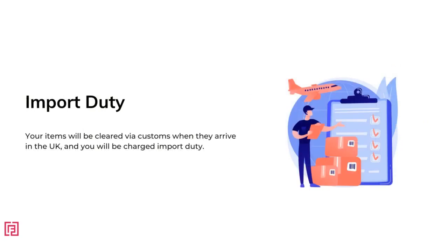Number 3. Import duty. Your items will be cleared via customs when they arrive in the UK, and you will be charged import duty. The rate of import duty varies by product and can range from 0% to 12%. In extreme cases, much more so. However, it is usually less than 5%, with 2 to 3% being the most common. You should double-check the actual figure on the HMRC website to ensure that you know how much you'll have to pay.